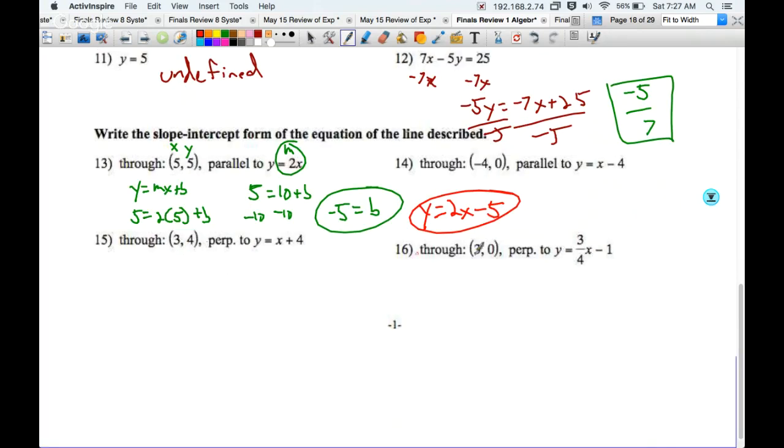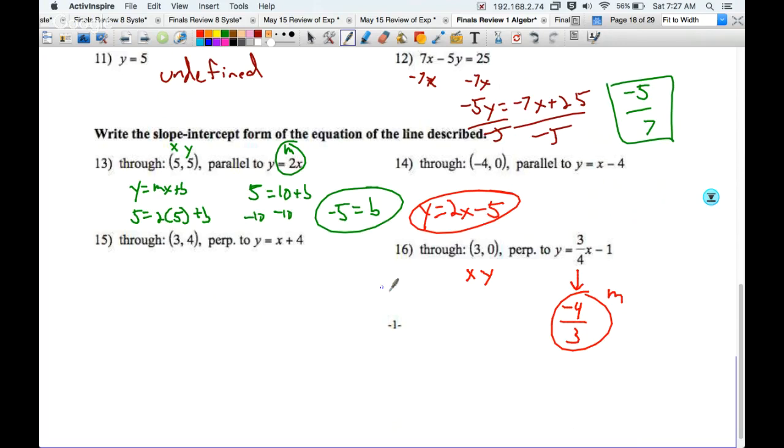All right, so we'll do 16. Again, they give me an x and a y, but it says it's perpendicular to this. So this is not my m. I've got to change this. This becomes negative 4 over 3, the opposite reciprocal. This now is my m.